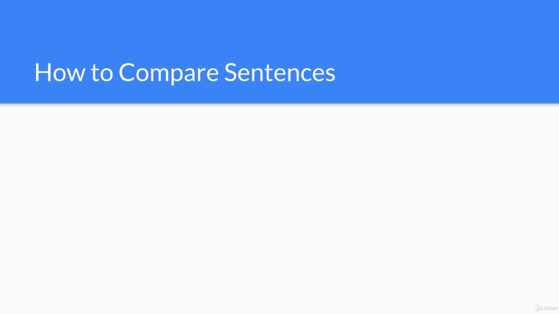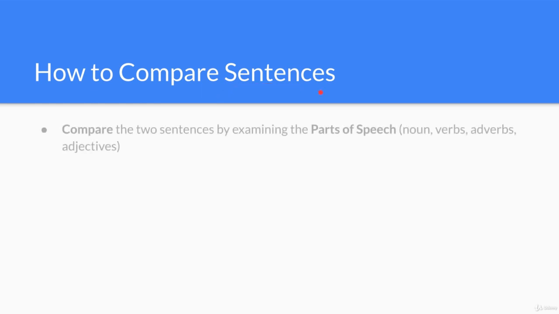Now, I want to talk about how to compare sentences. This is a key component of being able to answer these questions correctly. So let's take a look at how to compare these sentences. The first thing that you need to know is, in order to compare these two sentences, you have to do it by examining what we call parts of speech. And I'm not talking about all parts of speech, but the main parts of speech that are going to help us to compare these sentences.